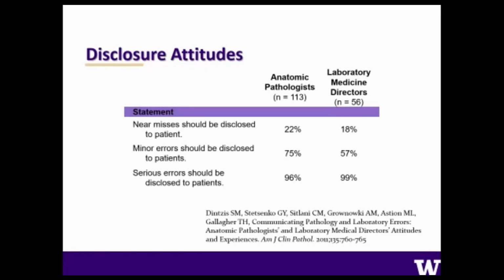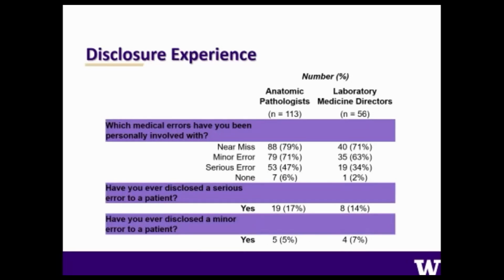You can see that most anatomic pathologists and laboratorians thought that near misses probably should not be disclosed. Minor errors should probably be disclosed, but they were fairly unanimous that serious errors should be disclosed to patients. When we looked at their experience, which medical errors have you been personally involved with, you can see that a lot of anatomic pathologists have been involved with near misses and minor errors, and quite a few, almost half of them with a serious error. Fewer of the laboratorians with serious errors.